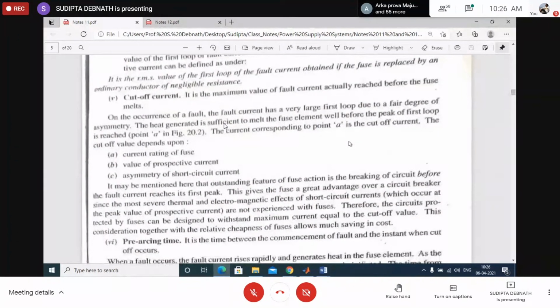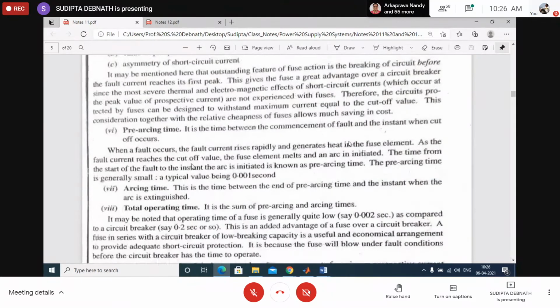The cutoff current value depends on these factors. So go through this. It's very simple. So what is pre-arcing time? It is the time between the commencement of fault and the instant when cutoff occurs. Okay. So when a fault occurs, the fault current rises rapidly and generates heat in the fuse element. As the fuse current reaches the cutoff value, the fuse element melts and arc is initiated. The time from the start of the fault to the instant the arc is initiated is called pre-arcing time.